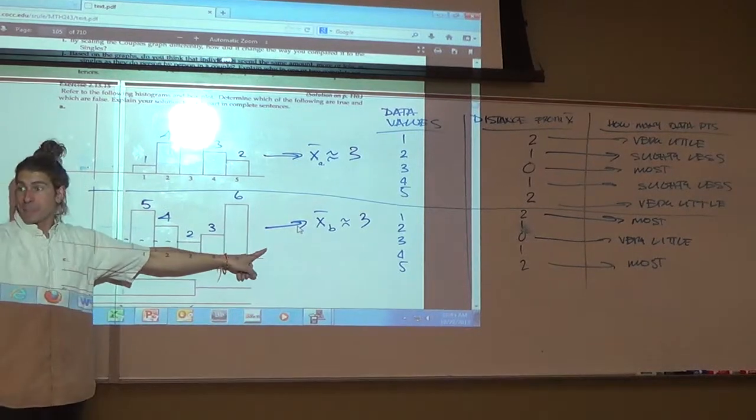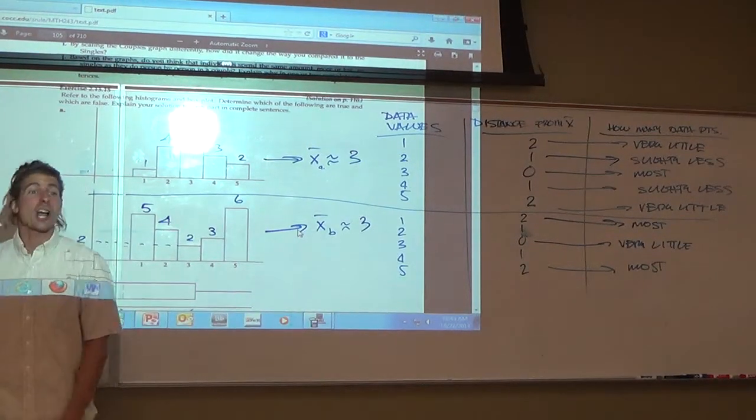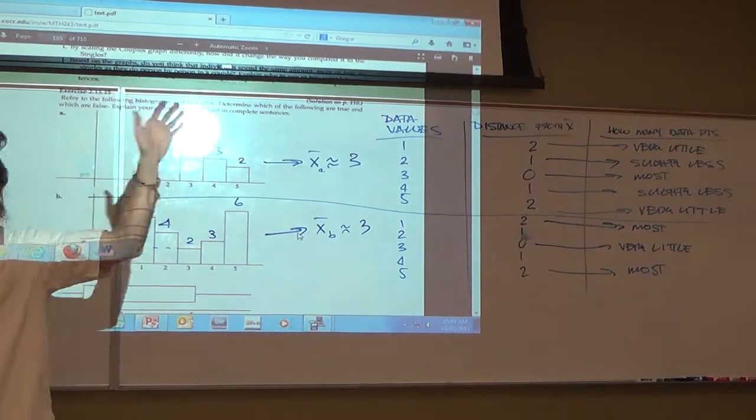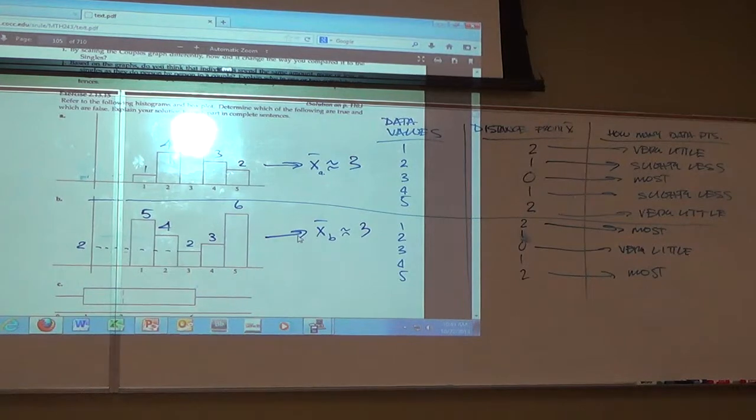How about you guys? Data set B? 3.05. So off by a hundredth, that's negligible. They're both about the same average. Perfect. So it's Bert and Ernie again.